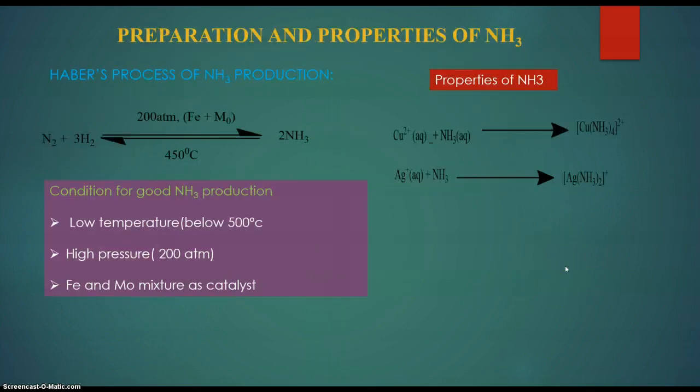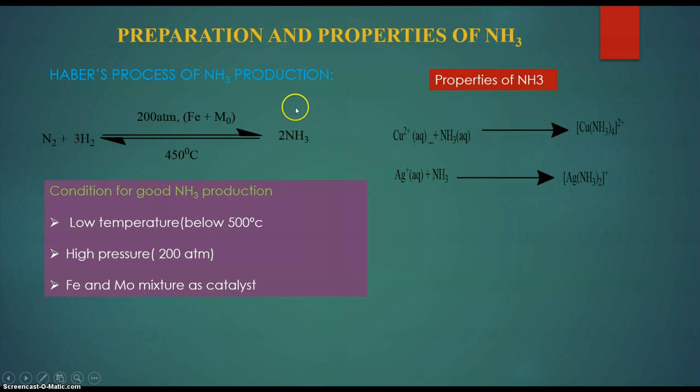Now, preparation and properties of NH3. So as we have discussed already, the production of ammonia by Haber's process is where nitrogen and hydrogen are combining together in the pressure range 200 atmosphere, temperature almost 450 degrees centigrade, and a catalyst is used in this process which is iron and molybdenum mixture. Then we can get ammonia as a major product, and this process is called Haber's process of ammonia production.